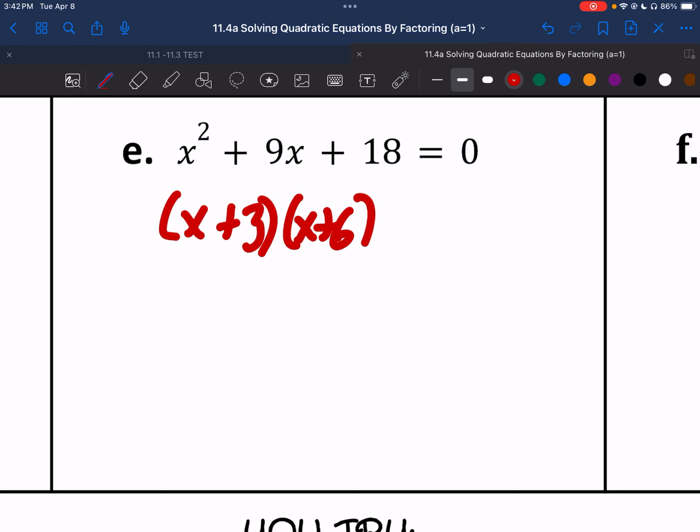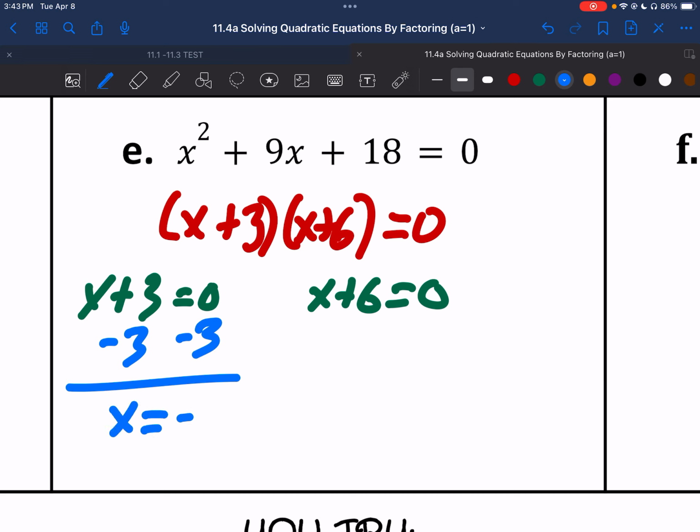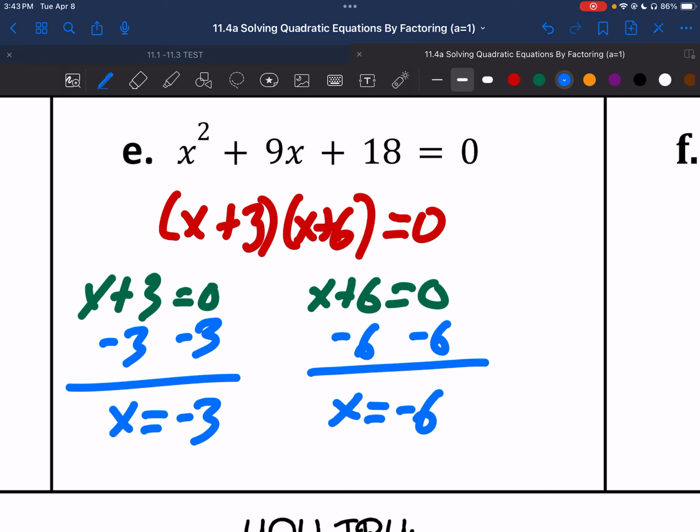So if your factoring skills are rusty from a couple units ago, you need to go and do some practice on factoring. So we have x plus 3 equals 0, x plus 6 equals 0. What would make each of these pieces 0? So we subtract 3 from both sides: x equals negative 3. We subtract 6 from both sides: x equals negative 6. If we were to graph this, negative 3 and negative 6 are going to be our x-intercepts. In fact, I think we did graph this one at one point in time.